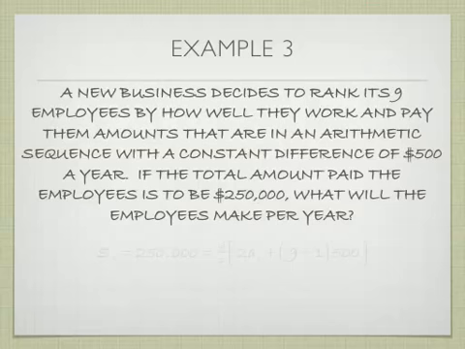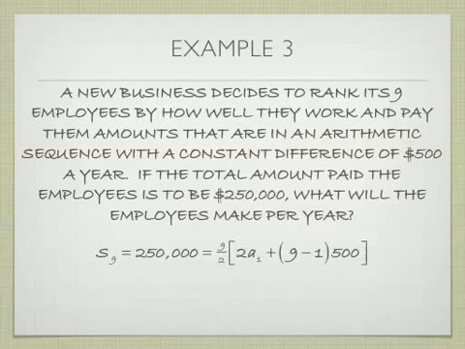Well, the first thing we want to look at is we know that we're dealing with our 9 terms. And in this case, I'm choosing the other formula to work with because I'm looking for a first term. I know how many employees there are. I know what the constant difference is. I know what the final sum is. So I need to find this first term. So I'm going to use the second formula, 250,000 equals 9 over 2 times the quantity of 2 times the first term plus the quantity 9 minus 1 times 500. Working on simplifying that a little bit, that 9 minus 1 is 8 times 500 is 4,000.